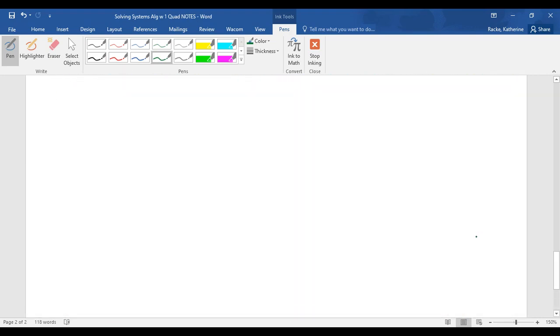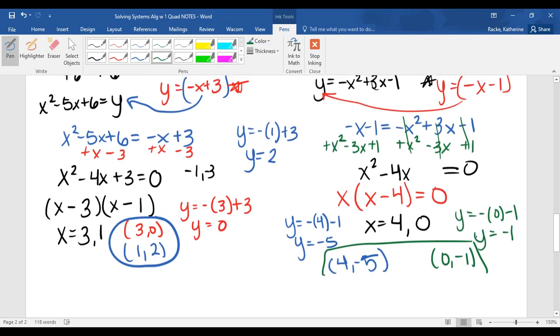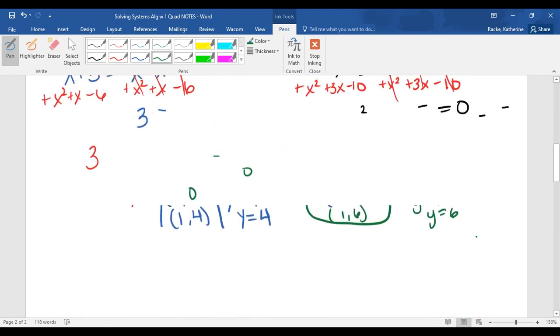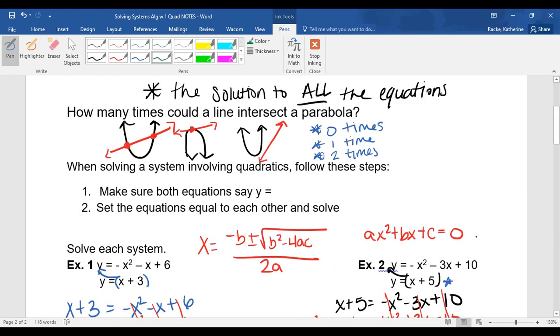And that is all for these notes. So just combining some things that we learned the other day and solving for points of intersection. Remember, there doesn't always have to be 2, and sometimes you might have to use the quadratic formula that we talked about right here. That was in the last unit.